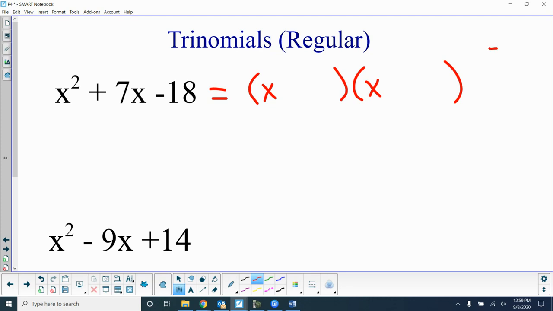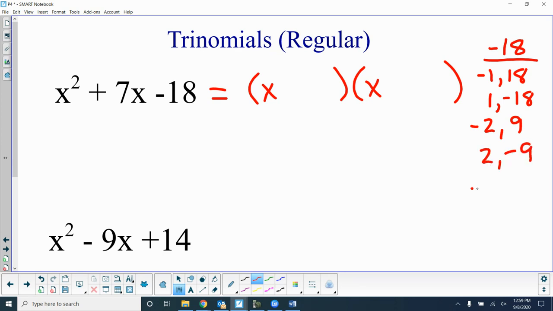Okay? And I think in my head, think about all the factors of negative 18. So we could have those 2 factors, or these 2. All right. So those are all the possible factors. When I multiply, I'll get negative 18. Okay? Now, in my head, I add all of these. That's a 19, that's a negative 19. That's a positive 7, that's a negative 7. That's a negative 3, that's a positive 3.